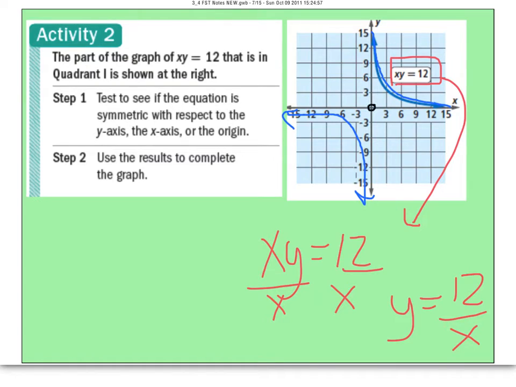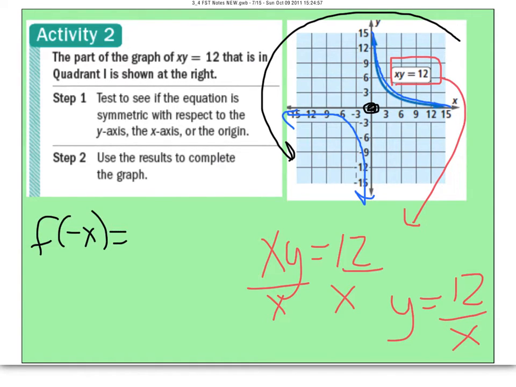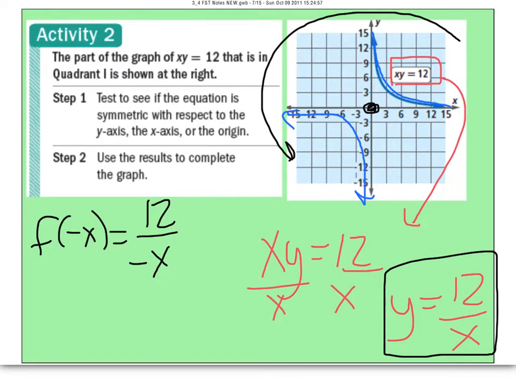Well, here if you hold steady at the origin and you take what's in quadrant 1 and rotate it 180 degrees, it will land on the same part of the graph. So it does have a rotational symmetry at the origin, which means if you put a negative x in here, this is our original equation, because that's how we typed it in the calculator. That's the original. If we put a negative into there, it'll be 12 divided by negative x. Well, there's nothing to simplify. That's what it looks like.